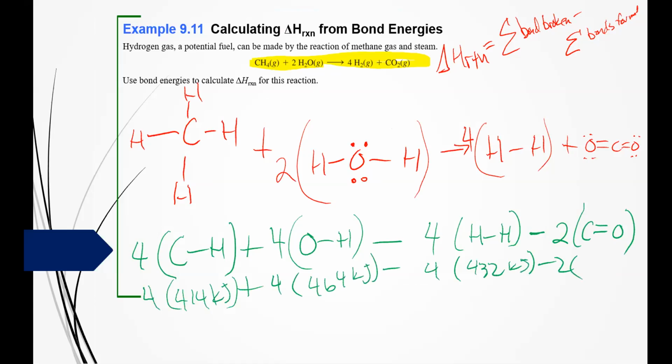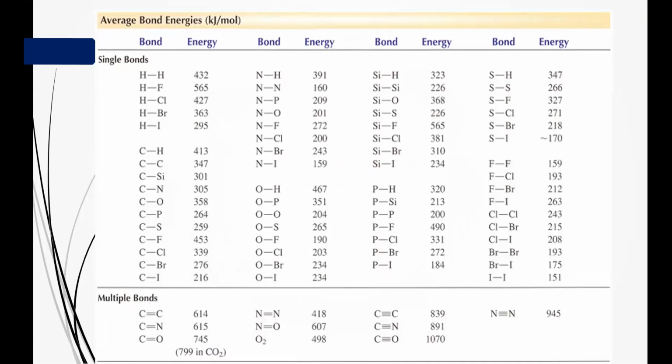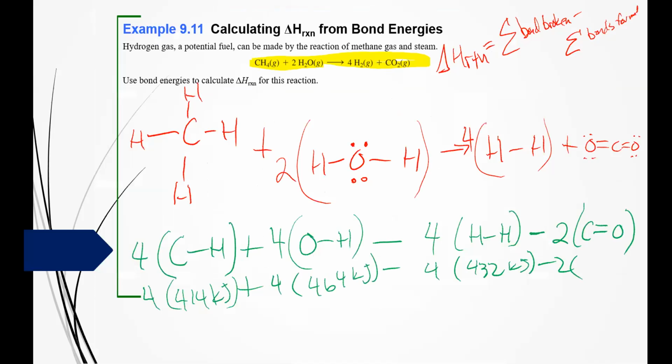And our C double bonded to O is right over here. And in this case, for our CO2, it's 799. Okay. So crunch those numbers for me. And so what did you guys find for your delta H for this reaction?